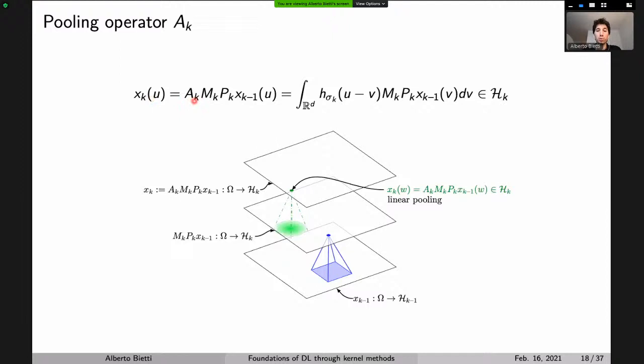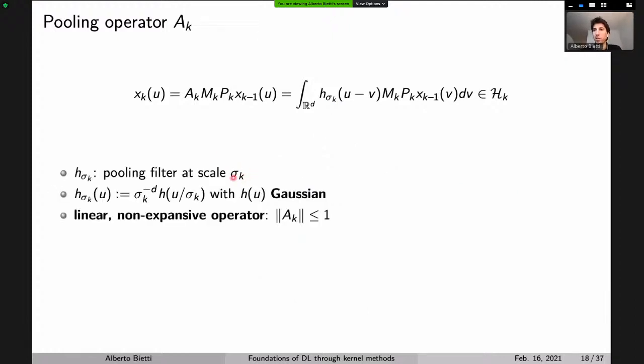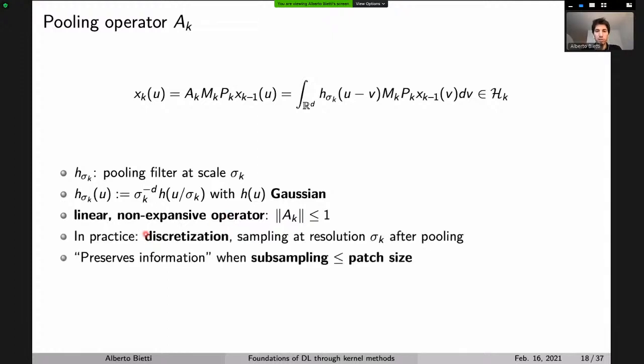And so the final operator is the pooling operator, which is essentially just averaging things in a linear way, using maybe a Gaussian convolution. So here H sigma is like a Gaussian filter, and we do some local averaging at some scale sigma k. If you normalize things appropriately, this is an operator that preserves the norm, or is non-expansive as well. In practice, when you're in a discrete setting, after you do this pooling you reduce some of the high frequencies, so you can do some downsampling. We can also show some simple properties of how you preserve information as long as you don't subsample too much. But basically, you can consider at each layer doing the pooling and then downsampling so that you reduce the resolution.